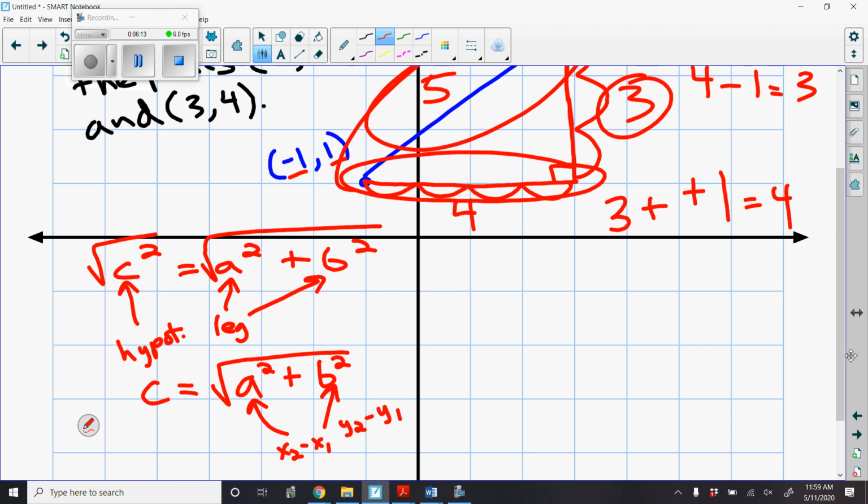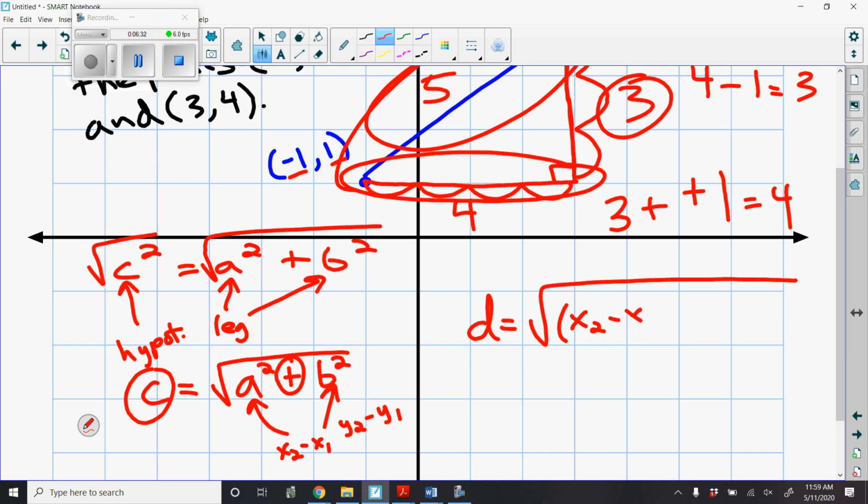Squaring them, summing them, because that's the Pythagorean theorem, and that's going to give me my hypotenuse. So here's our general formula written for the distance formula with a d. We're going to say d equals the square root of x2 minus x1 squared, right? x2 minus x1 is like my a. I'm squaring it because you have to do that in the Pythagorean theorem, plus y2 minus y1.